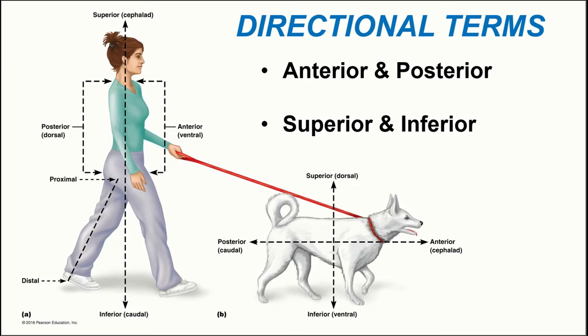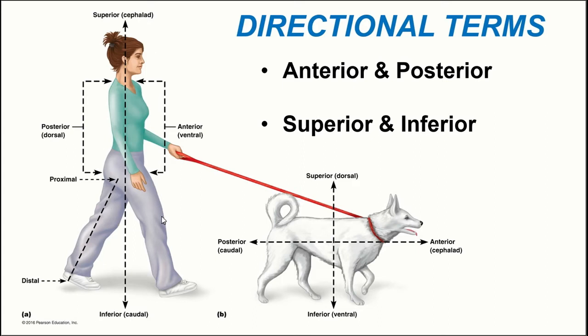Posterior means towards the back or behind. You also see here in this diagram that the term dorsal can be used to refer to posterior. Again, if you want to use posterior or dorsal, those are both correct terms. The term superior or cephalad means above, and the term inferior or caudal means below.